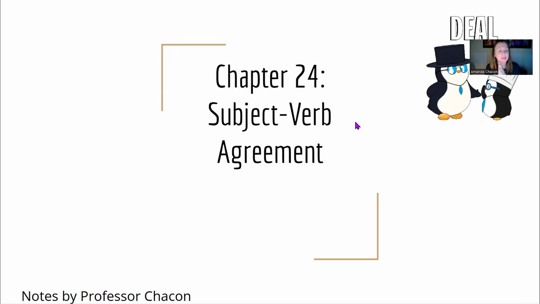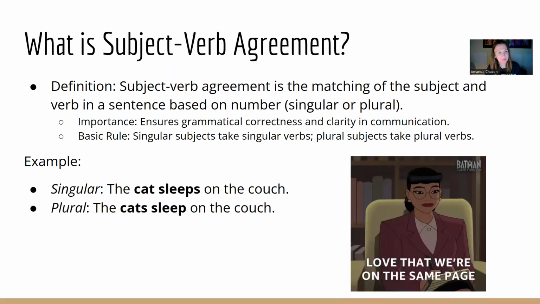Chapter 24, Subject Verb Agreement. We want to agree, so let's talk about it. What is it? It is when the subject of the sentence and the verb of the sentence match based on the number. Is it singular or is it plural? So singular subjects take on singular verbs, plural subjects take on plural verbs.